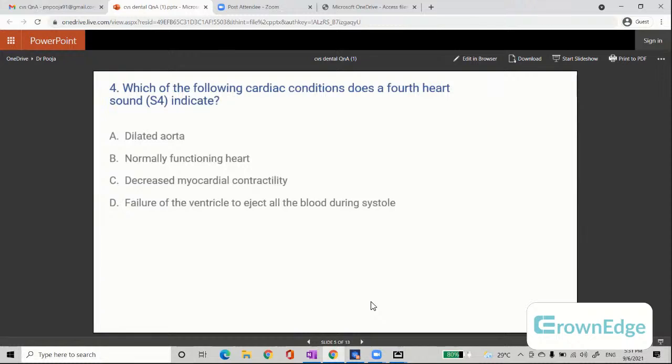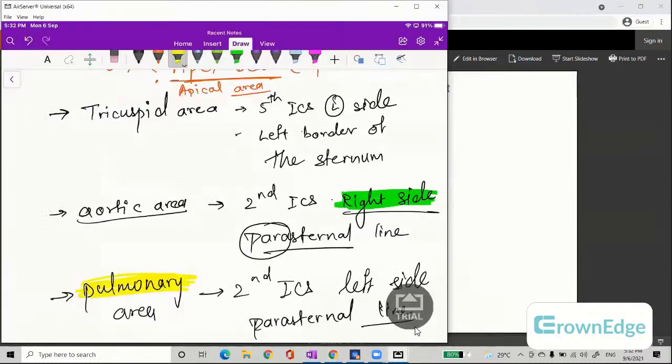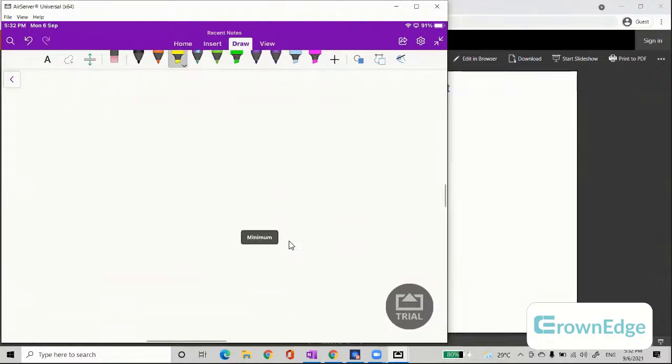Okay, the fourth one: which of the following cardiac conditions causes a fourth heart sound? Over here, they're talking about heart sounds, the fourth heart sound, that is the S4. So first, what are the different types of heart sounds that we should know? Let's talk about that. Remember, there are four different heart sounds. First is the S1. S stands for sound, and this is a standardized one.